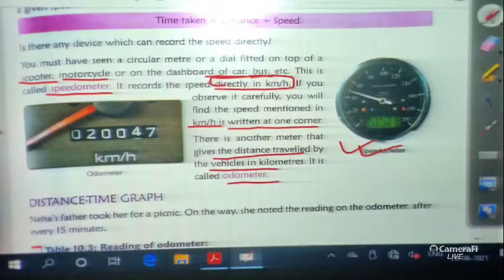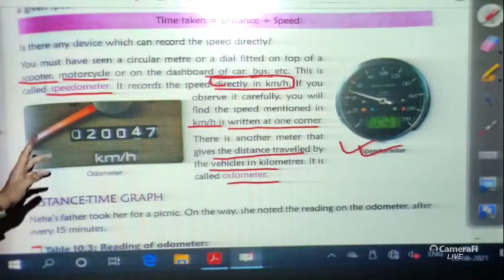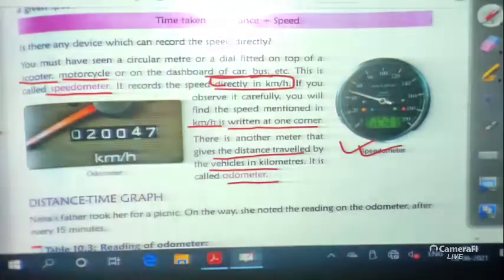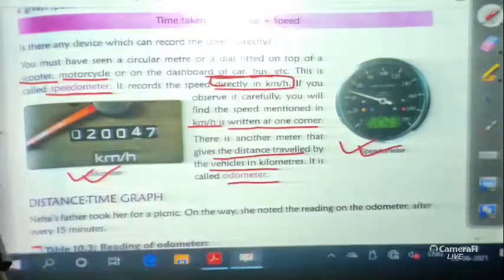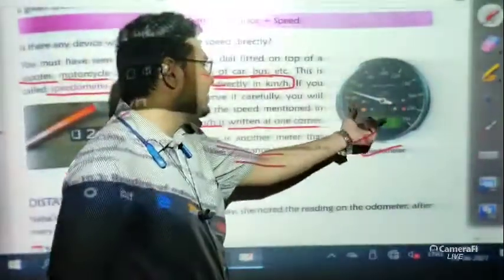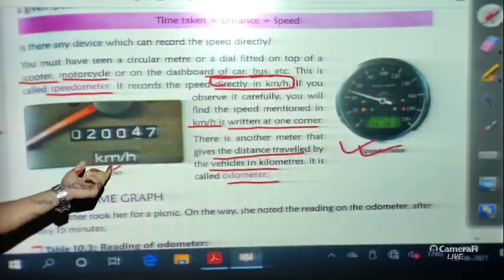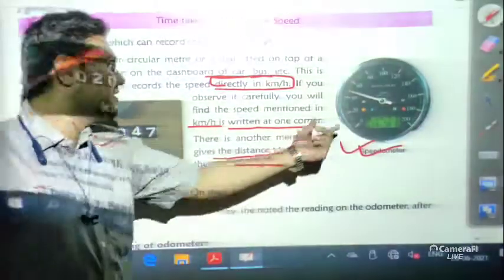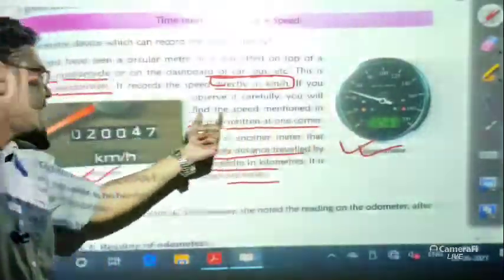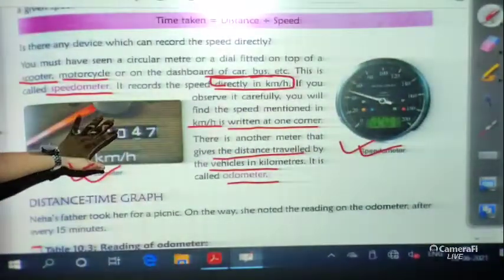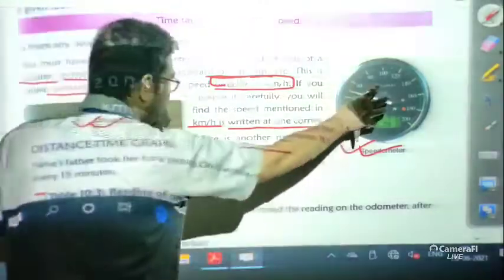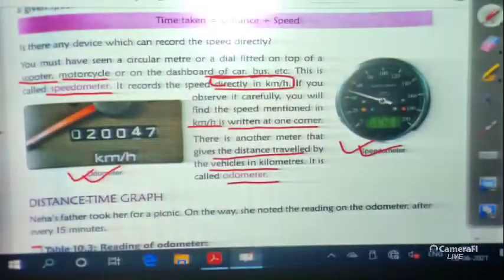So two things are there. One is the odometer, the second is the speedometer. What is the difference between these two? Speedometer always measures the speed, but odometer always measures the distance in kilometer. The speedometer measures the speed in kilometer per hour and the odometer measures the distance only in kilometer. So this is the basic difference between the speedometer and the odometer. Clear? I hope it is clear to you, students. Okay, very good.